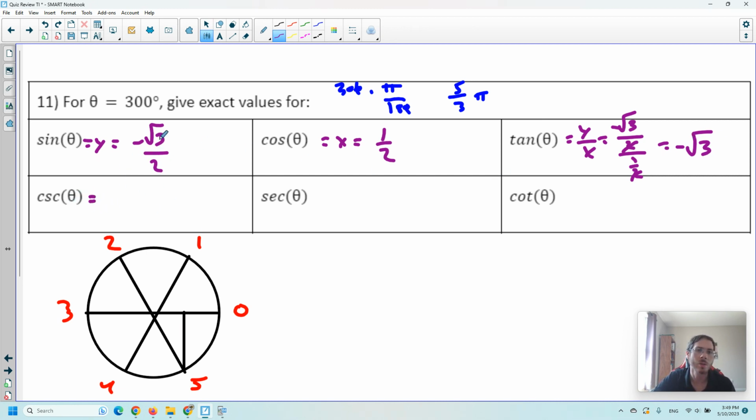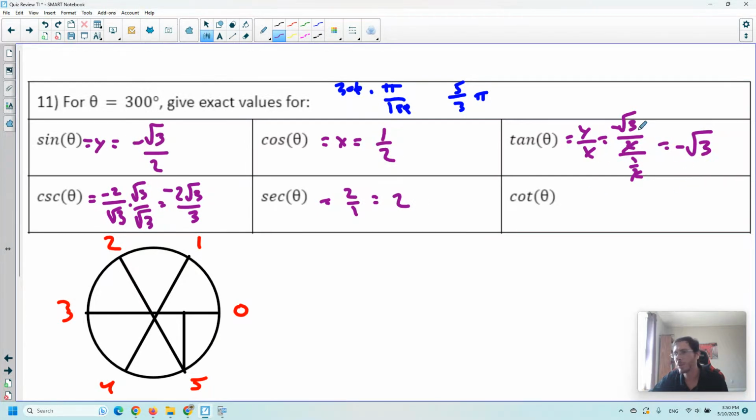Cosecant of theta, we would just flip this. So negative 2 over radical 3. Again, we have to multiply both by radical 3. So we get 2 radical 3 over 3. That's a negative. For secant, we would just flip this one. So 2 over 1, which is 2. And for cotangent, we would also flip this one.